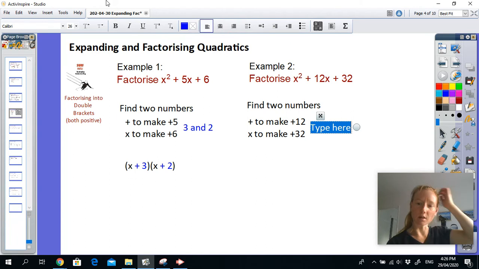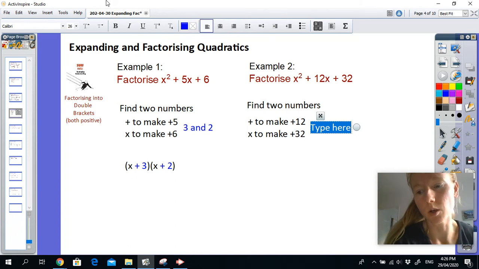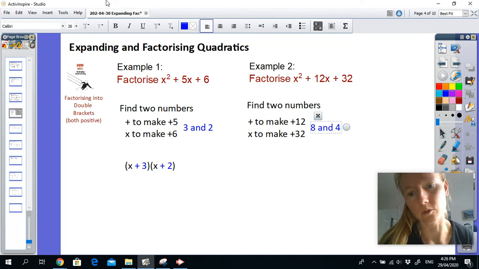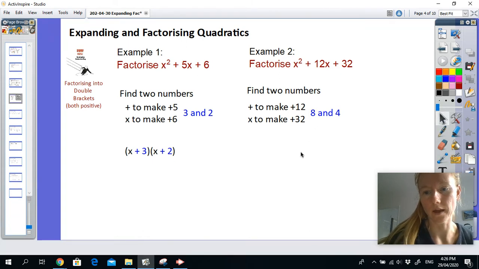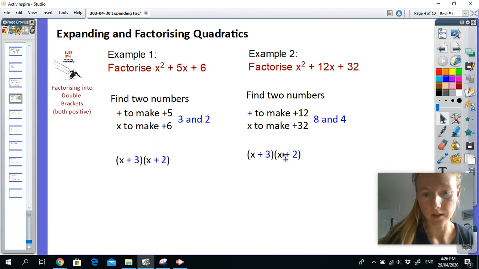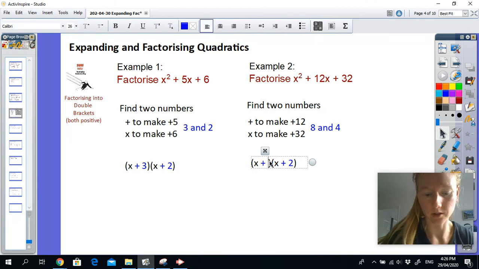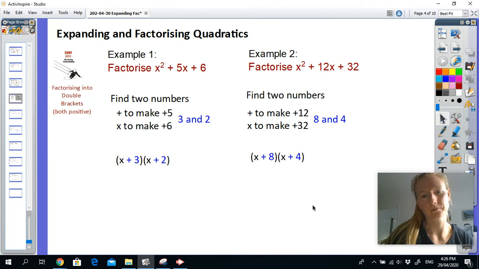Now, can you think of those numbers before I tell you? Two numbers that add to make 12 and multiply to make 32. I think they are 8 and 4. So here, 8 plus 4 is 12, 8 times 4 is 32. So what that means is that our two numbers this time are going to be 8 and 4. So they are your two examples.